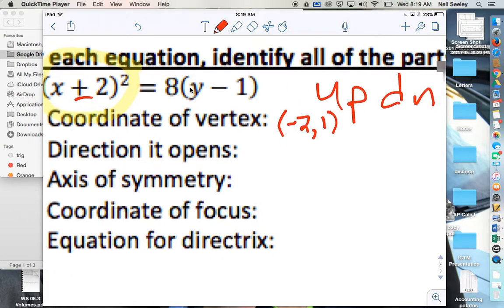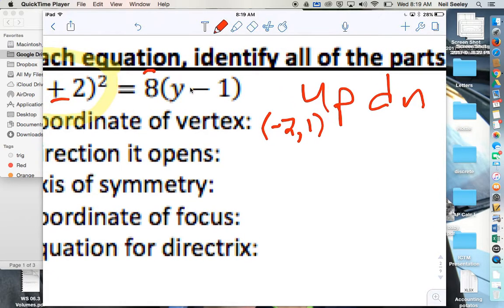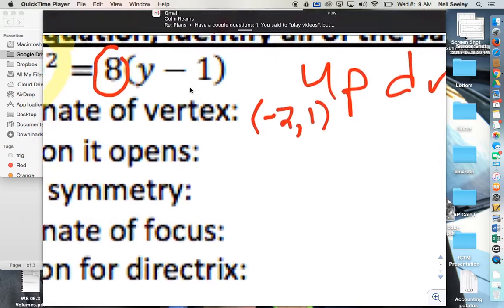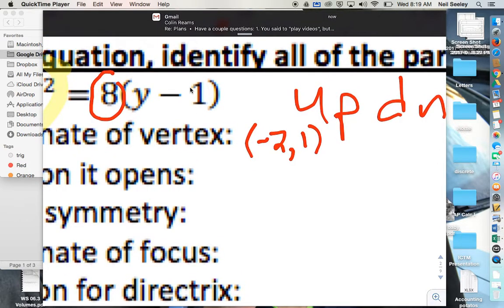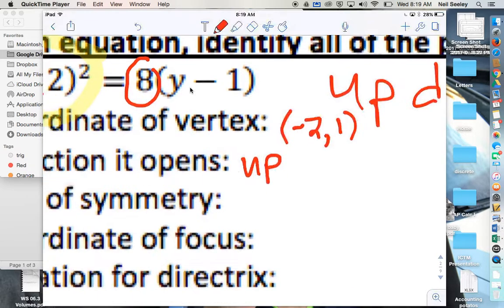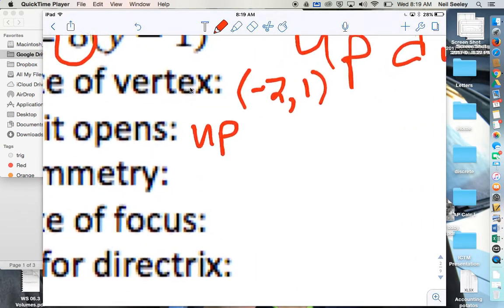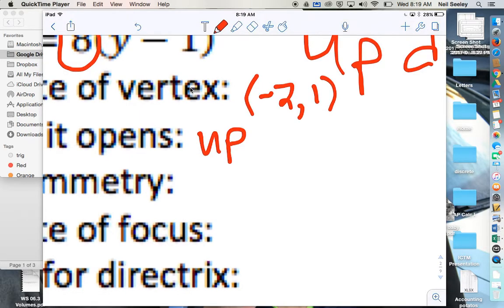Which way it opens, the direction it opens, is to look at this number here, which is 4p. That means p inside there is 2, and you have to make that deduction. The whole quantity 8 stands for 4p. So the direction it opens, because the x is squared and it's positive, this one faces up in particular. The axis of symmetry is just the x coordinate, so it's going to be a vertical line, x equals -2. Since it faces up and down, it would fold along the x equals -2 line.